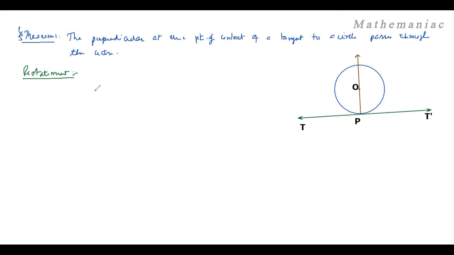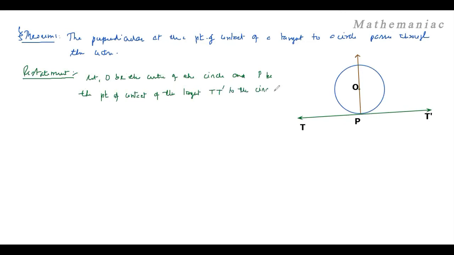Okay. So now yes, a restatement will write first. Let O be the center of the circle and P be the point of contact of the tangent TT dash to the circle, right?